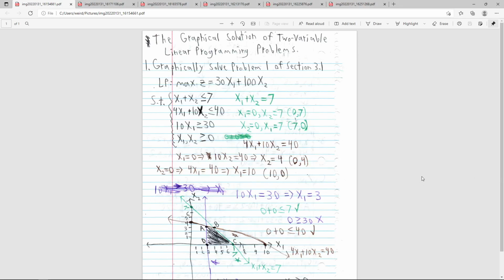Let's look at the graphical solution of two variable linear programming problems. So we'll solve two problems for this. So graphically solve problem 1 of section 3.1. So we have a farming problem from before with Farmer Jones.